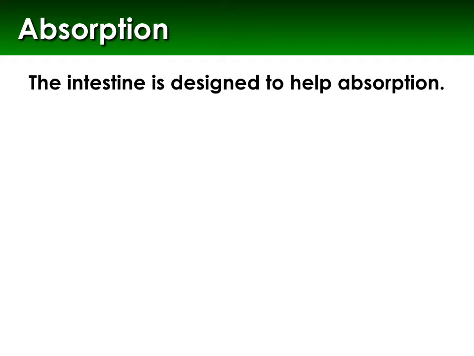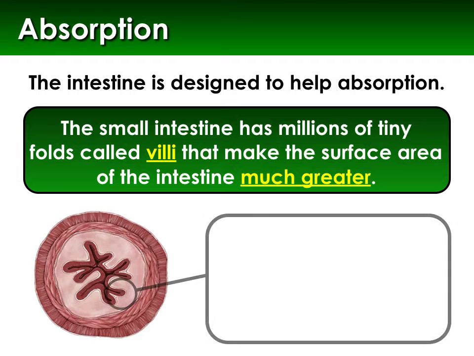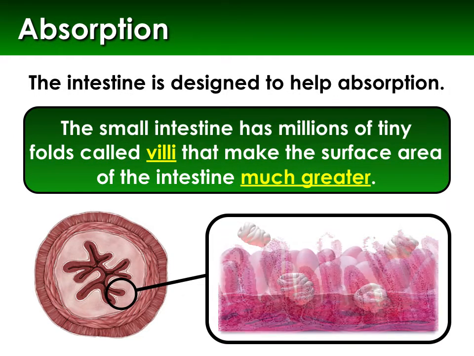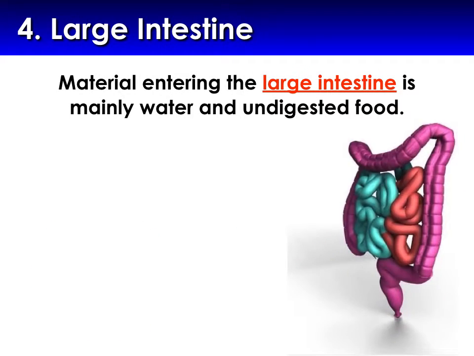The intestine is designed to help with absorption. The small intestine has millions of tiny folds that are called villi, and they make the surface area of the intestine much greater. These villi allow for many more places for food to move across the intestine into the blood.